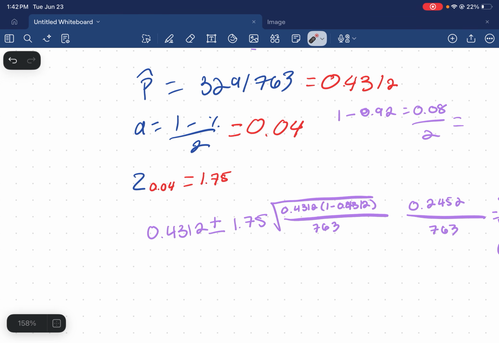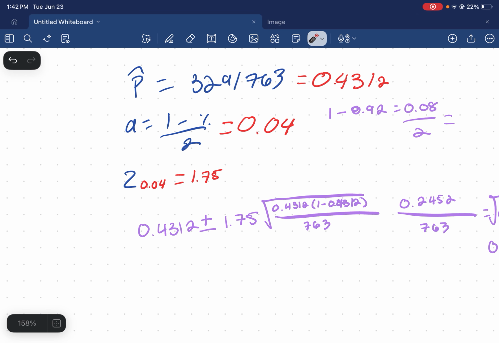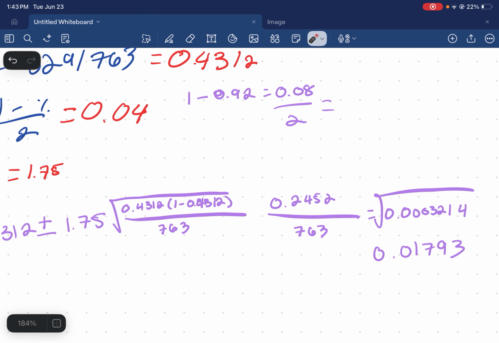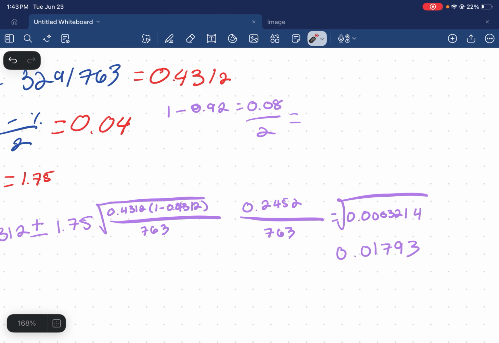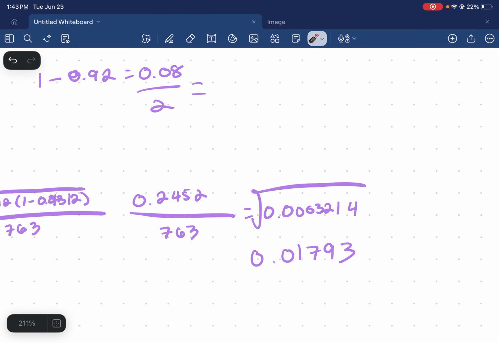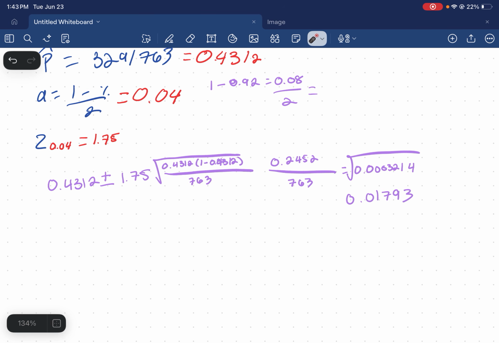So with all that data, we will be plugging it into the formula right here. So we have the proportion plus or minus the z, and then we'll multiply that by the square root of the proportion, multiplied by 1 minus the proportion, divided by the population. So this is for the whole square root portion, this part right here, which is 0.252 divided by 763, which is equal to 0.0003214, which when we take the square root is 0.0179.